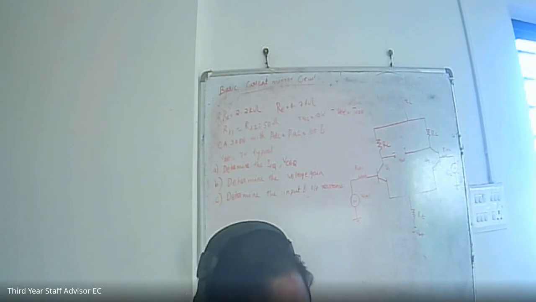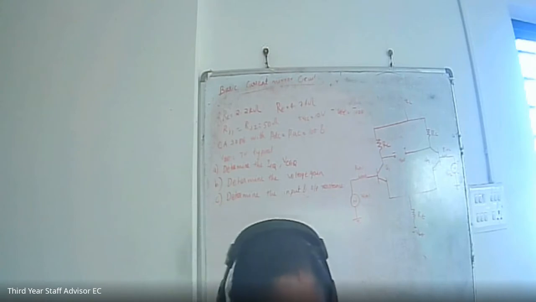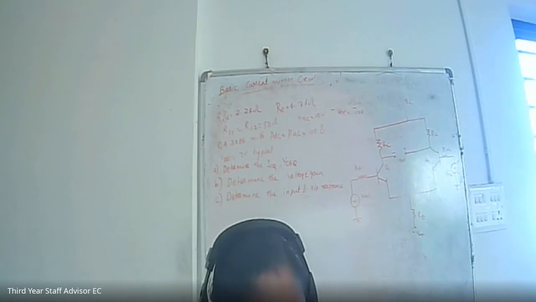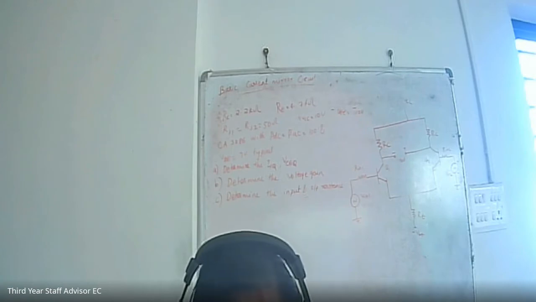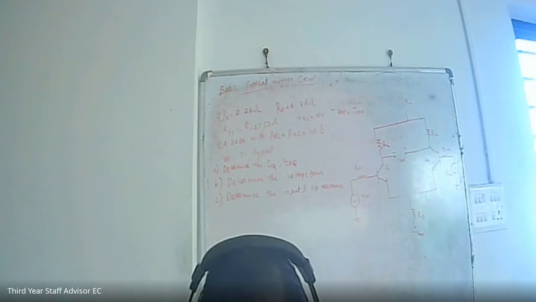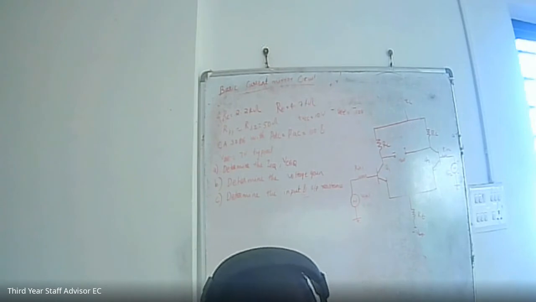See, what you are asked to do is, in the figure, you are given the dual input balanced output differential amplifier, right? Dual input balanced output differential amplifier. In that, the RC value is given, that is 2.2.